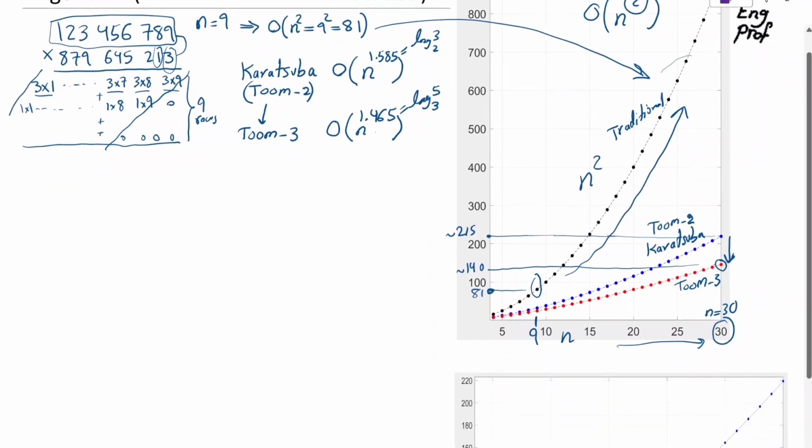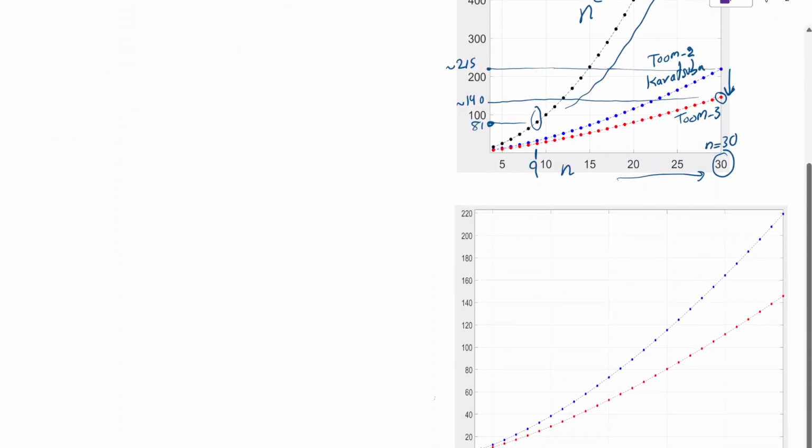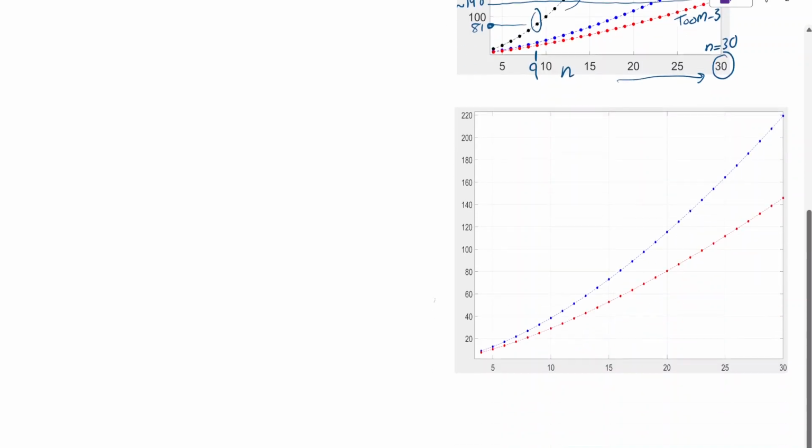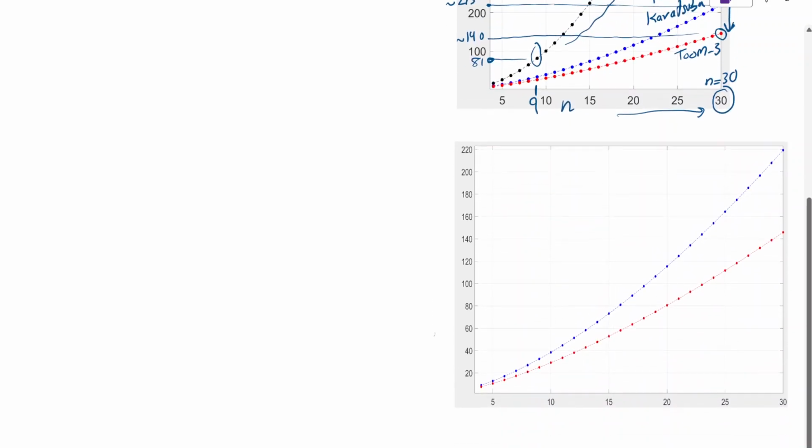And if you want a zoomed in version to see better, it's this plot shown here. This plot is just the top plot, except I removed the traditional method and only focused on Karatsuba, Toom-2, Toom-Cook, and then we have Toom-3 or Toom-Cook 3.